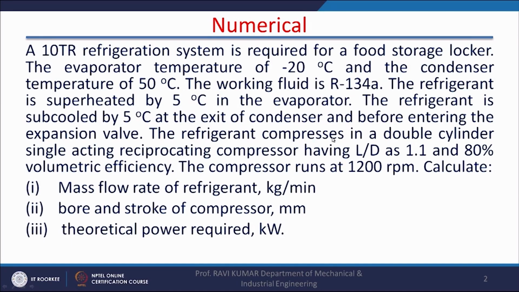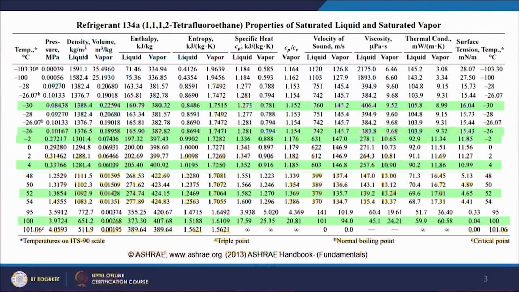The refrigerant compresses in a double cylinder single acting reciprocating compressor having L by D as 1.1. L by D stands for length and diameter ratio of compressor block, and 80% volumetric efficiency. The compressor runs at 1200 RPM. Calculate number 1, mass flow rate of refrigerant in kg per minute, bore and stroke of compressor in millimeters, and theoretical power required in kilowatts. We will start with the thermophysical properties of refrigerant and we will draw the processes on a temperature entropy diagram.